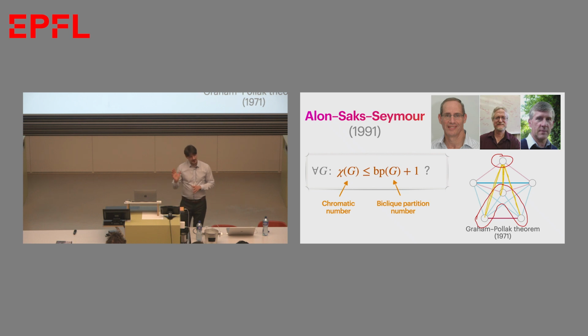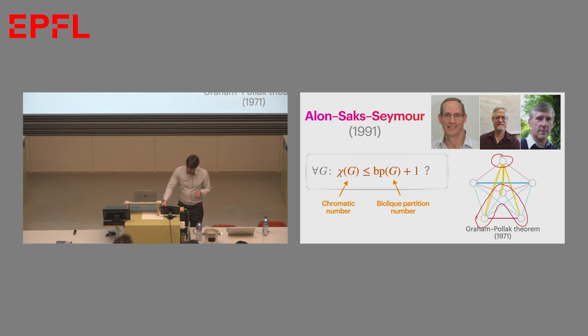There's an old theorem by Graham and Pollak that says if you have a clique of size n, you need n minus 1 bicliques to cover it. It's quite a lot. So what Graham and Pollak says is that this conjecture holds when G is a complete graph. And that's actually how Alon, Saks, and Seymour said that they wanted to just generalize this Graham-Pollak theorem. It held for a complete graph, maybe it holds for all graphs.